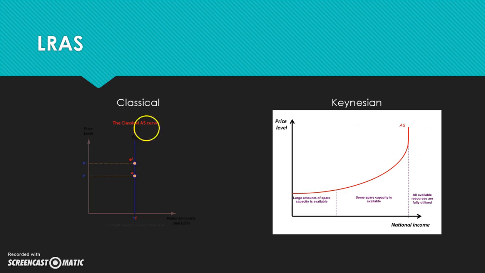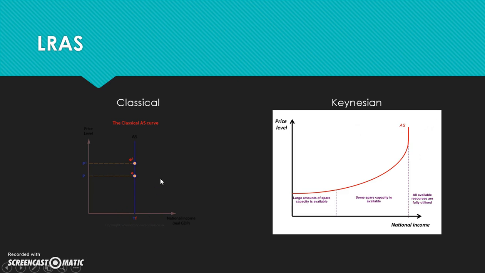Well, if we start with the classical one, what this is showing us, this is long run supply, it is showing us that it doesn't matter what happens to the price of products in your economy. It doesn't matter what happens to demand, whether demand would be cutting the supply line down here, or here, or here, or here. Supply is always fixed. It's always fixed in the long term.